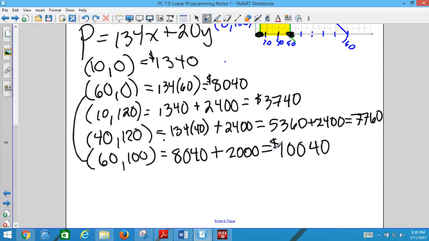So do you have to plug in every single one? Probably not. But sometimes they're not as obvious, and you can plug in at least some of them to figure out that you have the highest profit.